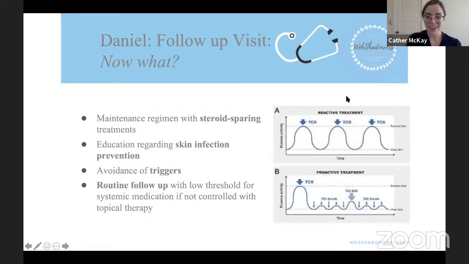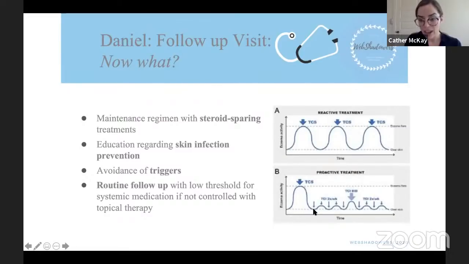So now what? So now you can go into more details about a maintenance regimen, and that is when you really want to push for steroid sparing treatments. So this is a nice representation of 2 ways. Reactive treatment is, okay, you flare, so you use topical steroids, you calm it down, and then you flare again, and it just cycles over time. Proactive treatment is, okay, well, you have a flare.